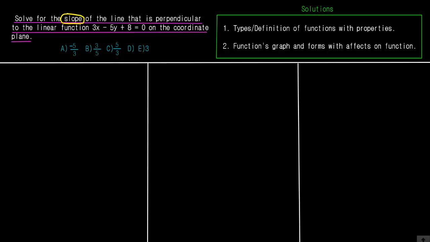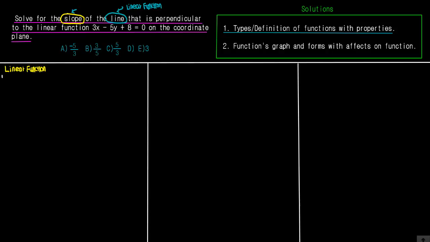If we go back to the question and read it again, there is a line on the coordinate plane. What should we think about when we think about the word line? On the coordinate plane, we'll think about the graph of a linear function. So this question is related to the linear function, especially to its slope. Let's first think about the types and definitions of functions, with some of their properties. The question is basically about our linear function.